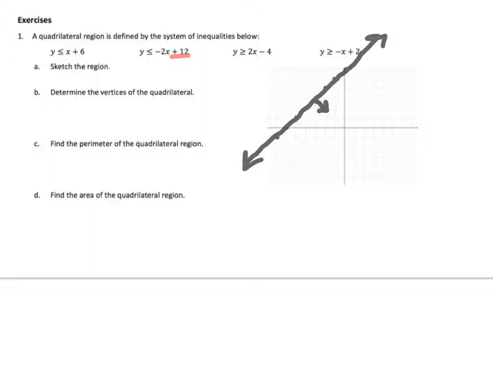Let's see. I'm going to go ahead and graph it in Desmos and see what my x-intercept is when y equals 0. So my x-intercept is going to be 6. 1, 2, 3, 4, 5, 6. And my slope is -2/1. So rise 2, rise 2, rise 2. There we go. And it's less than, so I'm going to shade in.